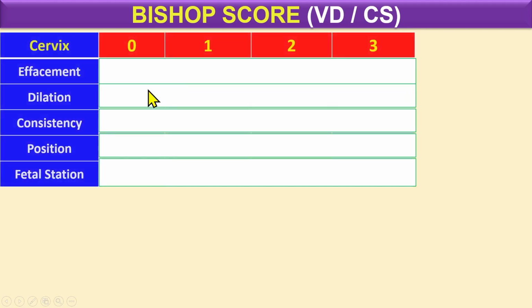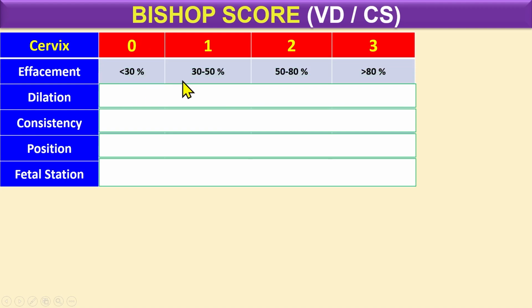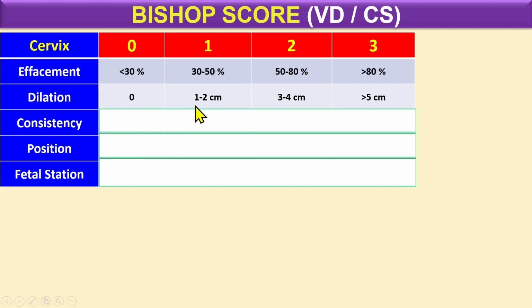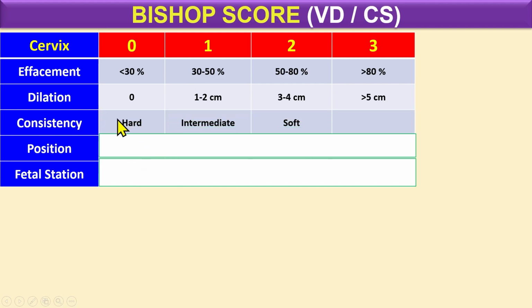The Bishop's score, which we actually look at for the vaginal delivery or the cesarean section. So all five components which we have discussed: effacement, dilation, consistency, position, and fetal station. So these five components, and we number them 0, 1, 2, 3. Okay, so effacement less than 30, 30 to 50, 50 to 80, or more than 80. So these are for the effacement 0, 1, 2, 3, and dilation 0 or closed. Okay, and 1 to 2, and 3 to 4, and more than 5. So in the consistency, hard, intermediate, or soft, it's only limited to 2.